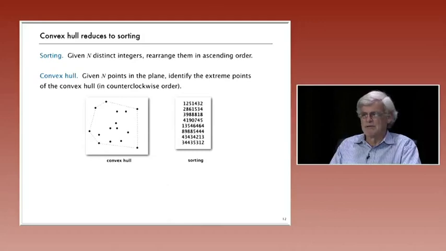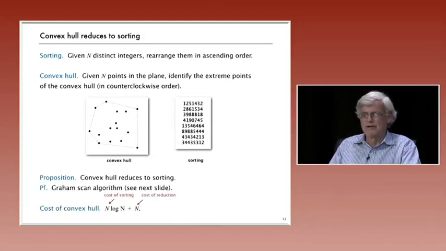So that doesn't seem to be all that closely related to sorting, but it's actually true that convex hull reduces to sorting. That is, if you can sort, you can compute the convex hull, and that's an algorithm known as the Graham scan algorithm that we'll look at in the next slide. The cost of a convex hull is the cost of the sort, n log n, plus the cost of the reduction, and that Graham scan algorithm just uses linear time. So with sorting, we get an n log n algorithm for convex hull, which is a nice algorithm design technique.